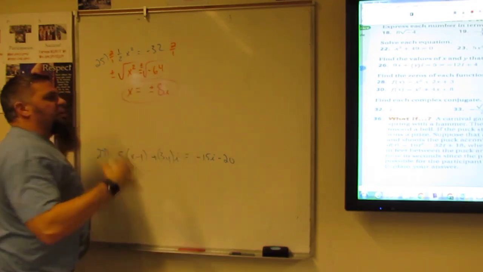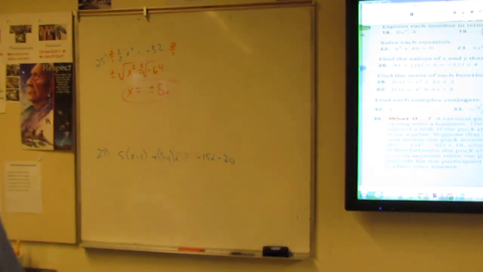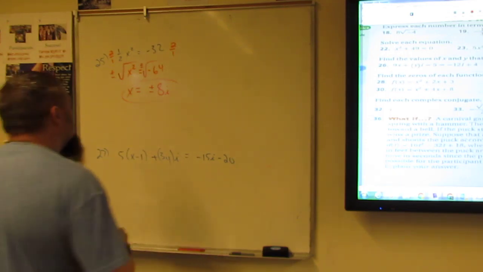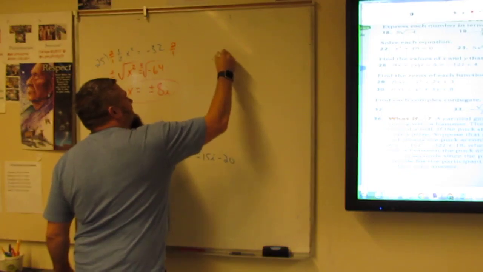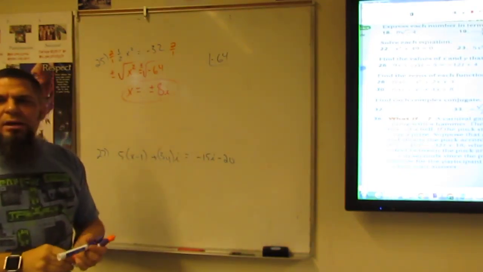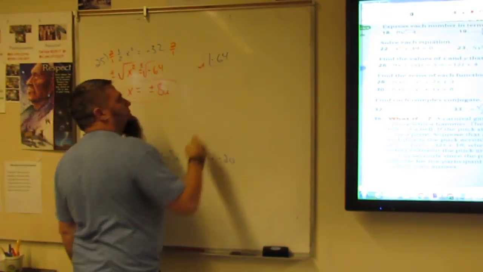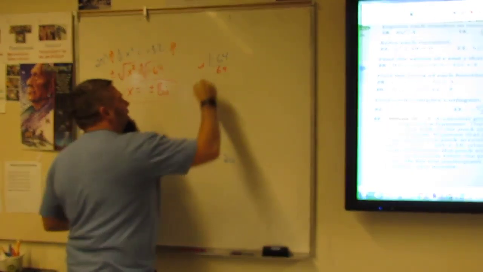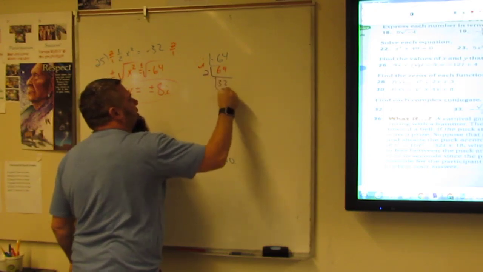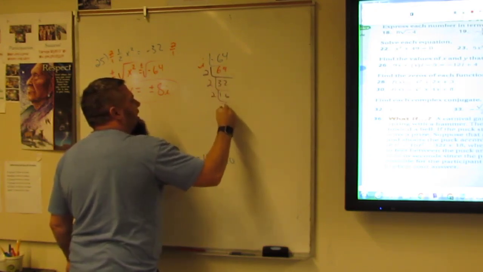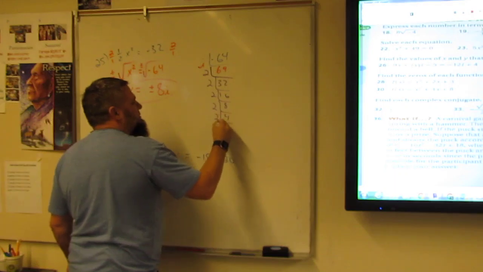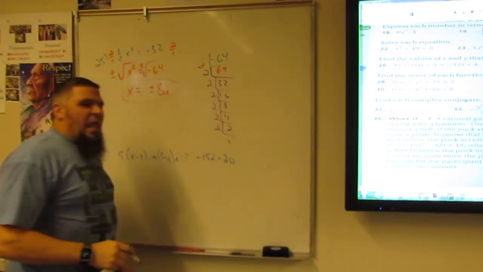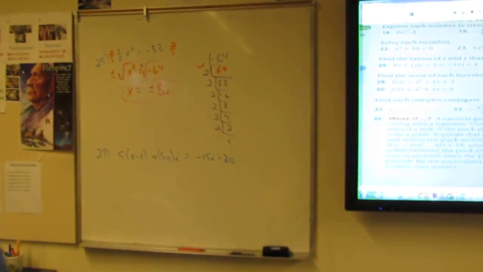I mean, it should really be that simple. Okay? But just in case you don't see where that came from, we're taking the negative 64, and we're pulling out the i. And then we have 64. And then we're going to break 64 down. 2 is 32. 2 is 16. 2 is 8. 2 is 4. 2 is 2. 2 is 1. And if you need to do all these steps, then you do them. Okay?